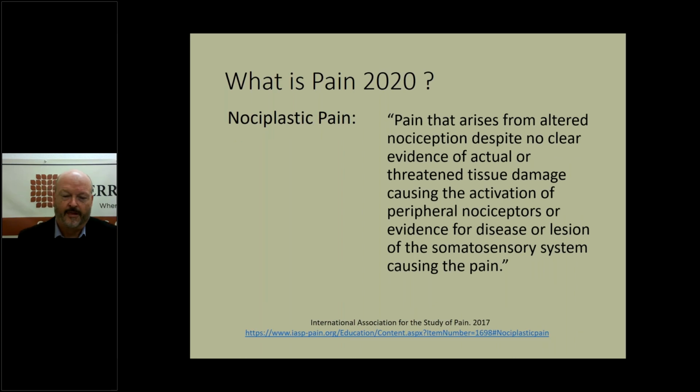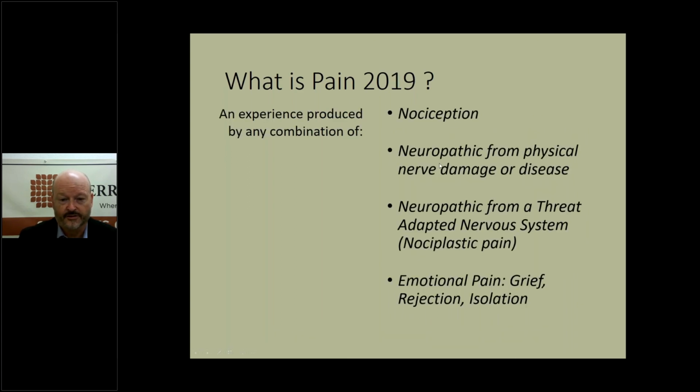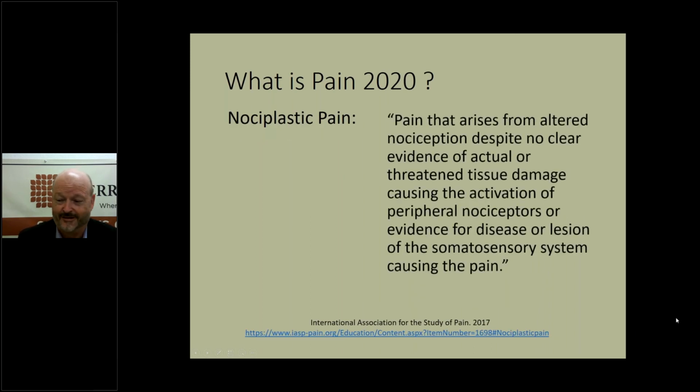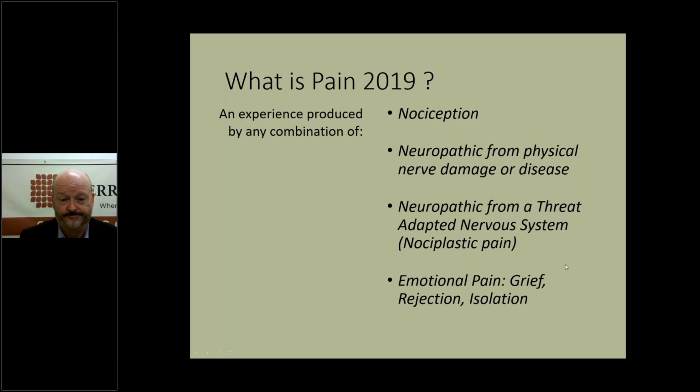I hate the word, but I like the description. Pain that arises from altered nociception despite no clear evidence of actual or threatened tissue damage, causing activation of the nociceptors, and no evidence of disease of the nervous system. There's been no physical damage to the nerves. So what they're saying here is it is not nociception, it's not neuropathic pain from physical nerve damage, it's something else. The problem with that definition is it doesn't say what it is. I think the majority of the time that's trauma, the effect of trauma on the nervous system.